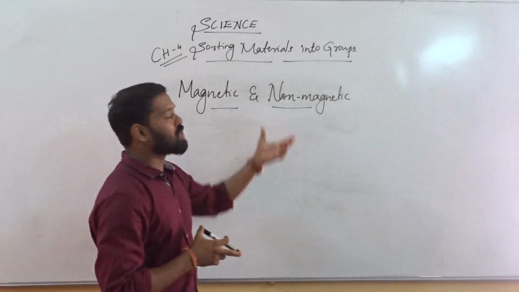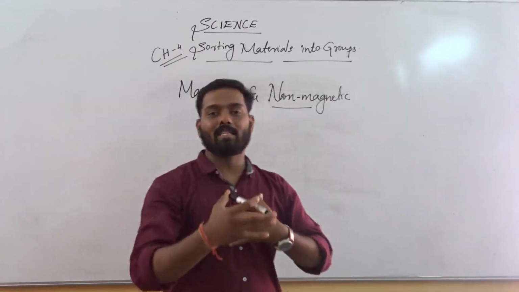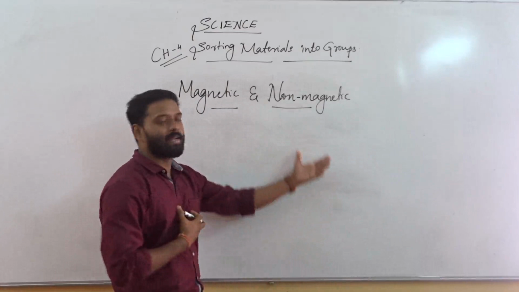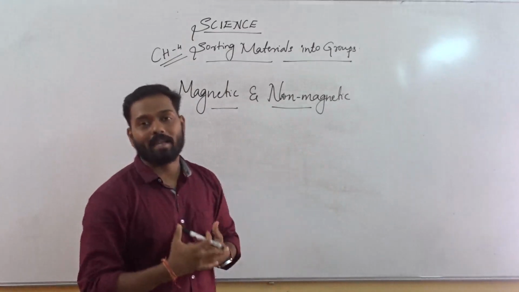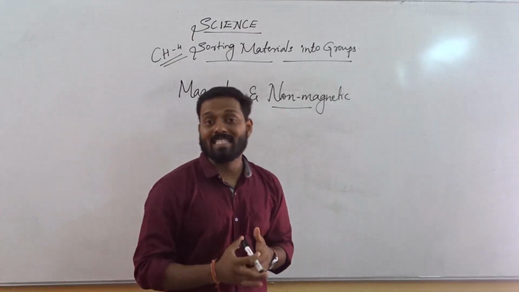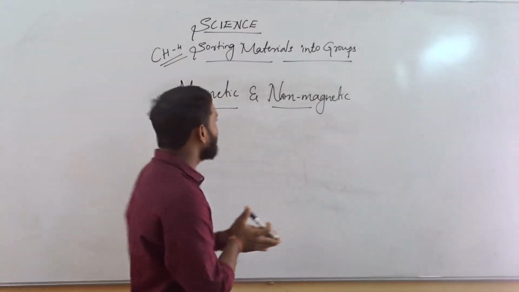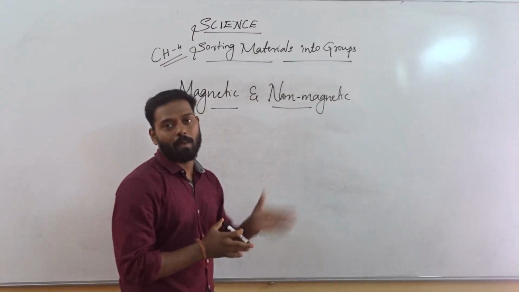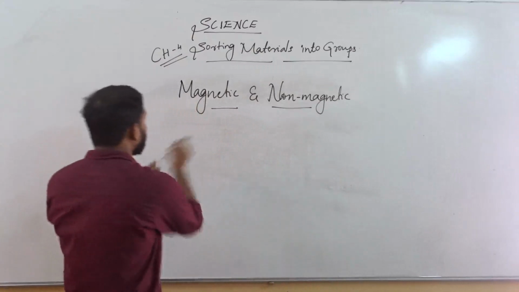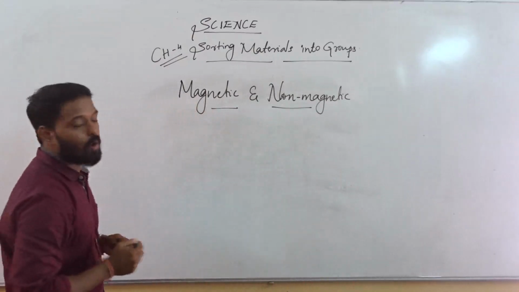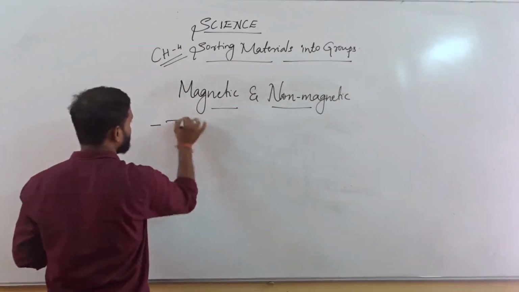Okay, and the objects or materials which are not attracted to magnets, we call non-magnetic materials. That means our next important classification of objects and materials is magnetic and non-magnetic materials. So what do you mean by magnetic materials?